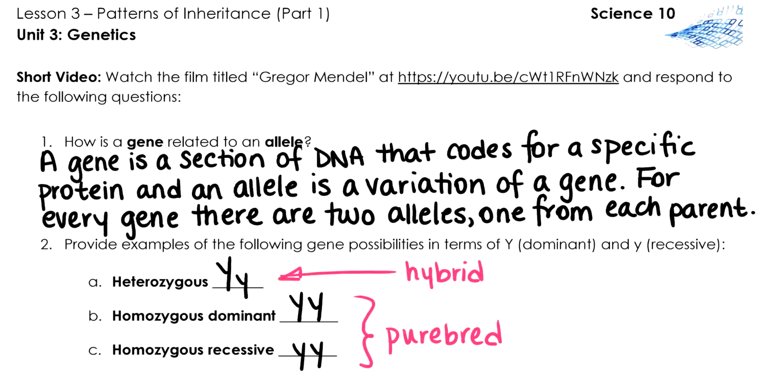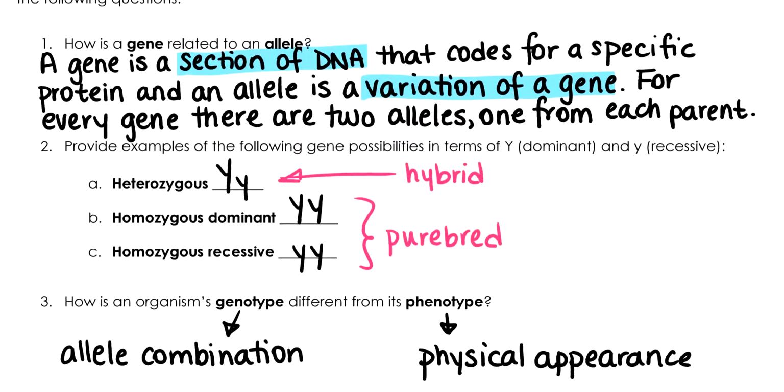Okay, let's double check our answers. A gene is a section of DNA that codes for a specific protein, while an allele is a variation of that gene. For every gene, we have 2 alleles, one from each of our biological parents. Heterozygous would be big Y, little y, which up until this point, we've also called hybrid. You can use these interchangeably.